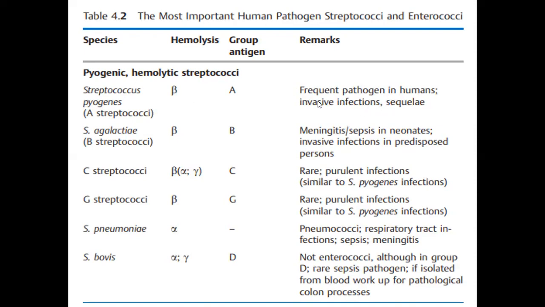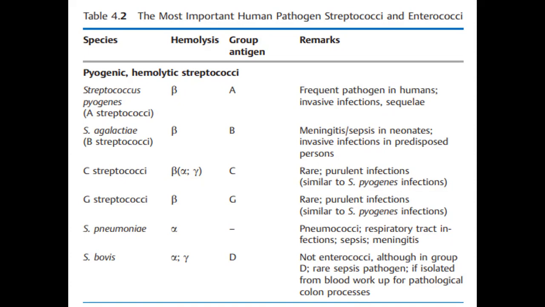It is a frequent pathogen in human invasive infection. Streptococcus from group B is Streptococcus agalactiae, or B Streptococci. So you can find in other literature or medical articles such names as B Streptococci or A Streptococci. If you find A Streptococci, it means Streptococcus pyogenes. If you meet Streptococcus B, it means Streptococcus agalactiae.